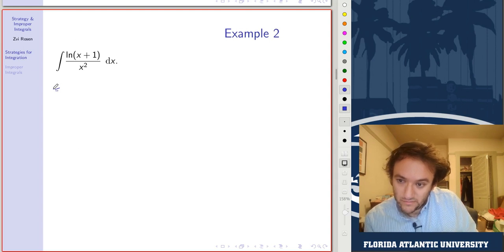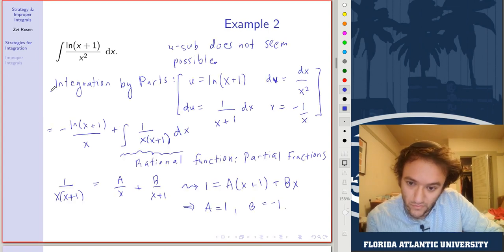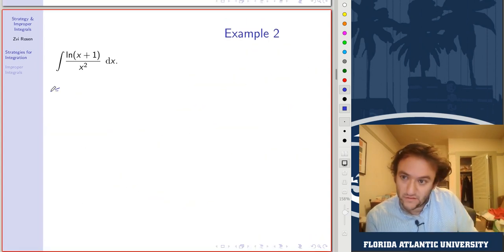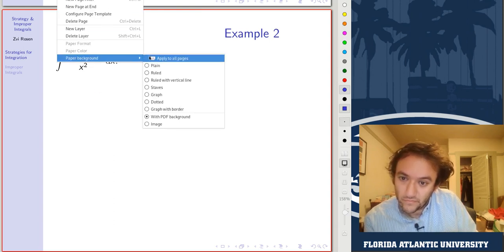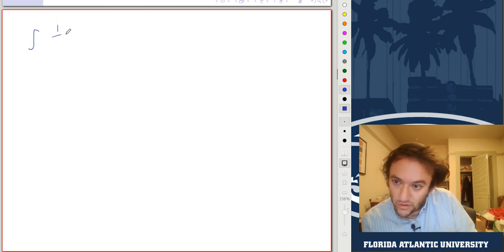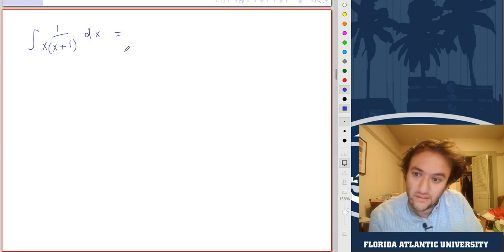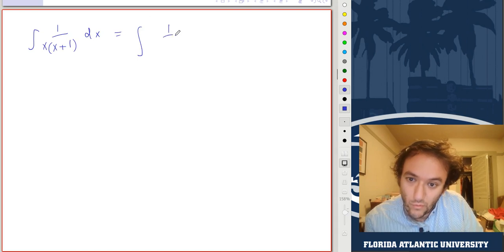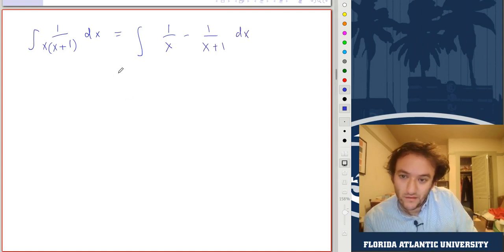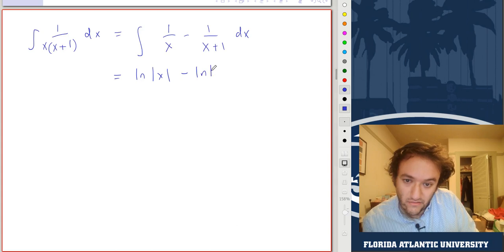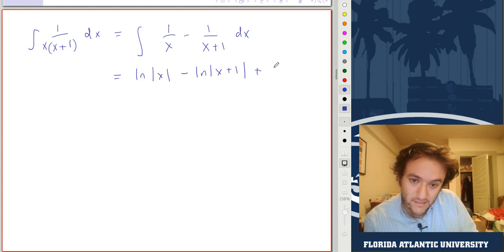Okay, so using what we just obtained from the previous page, right now we're trying to solve the integral of 1 over x times x plus 1 dx. And we found that this is equal to the integral of 1 over x minus 1 over x plus 1 dx. And this is ln of x minus ln of x plus 1 plus c.